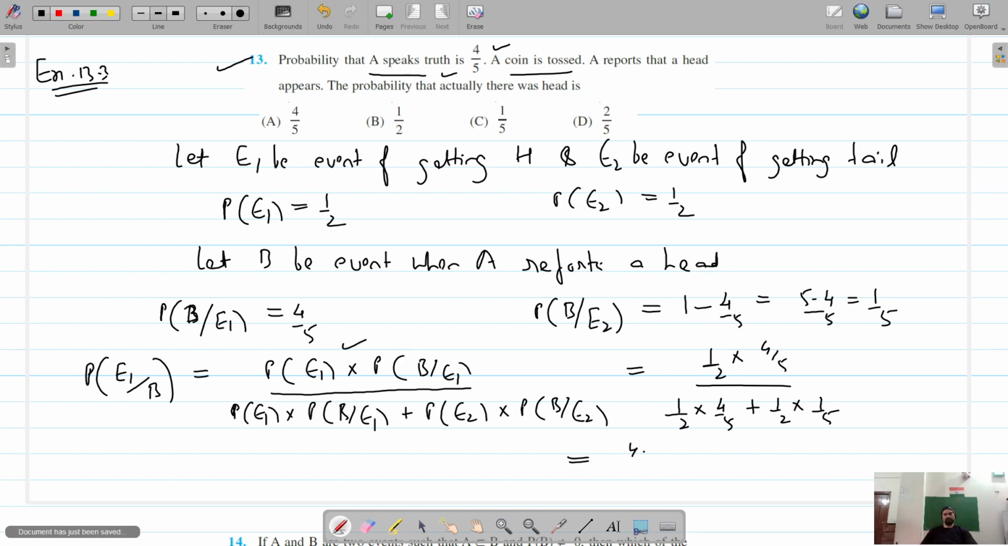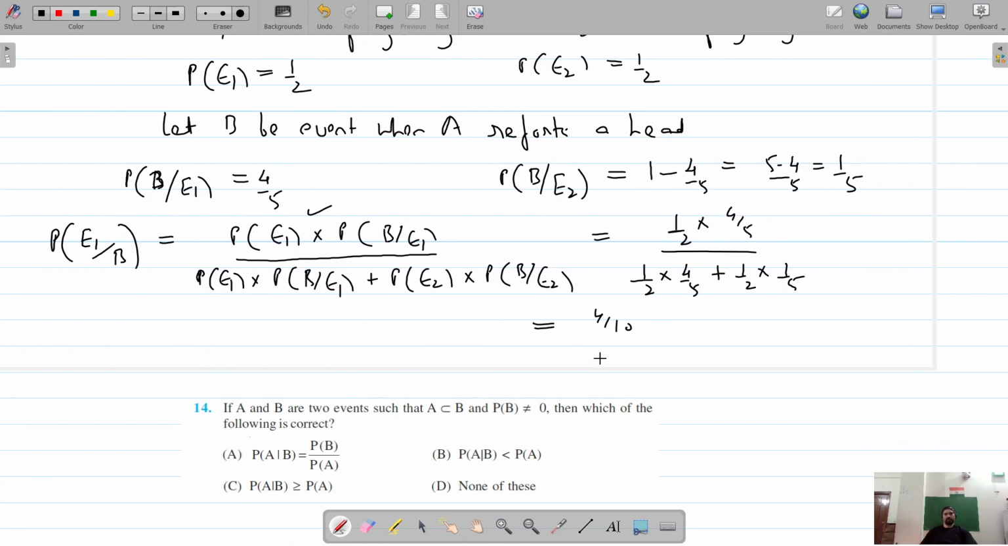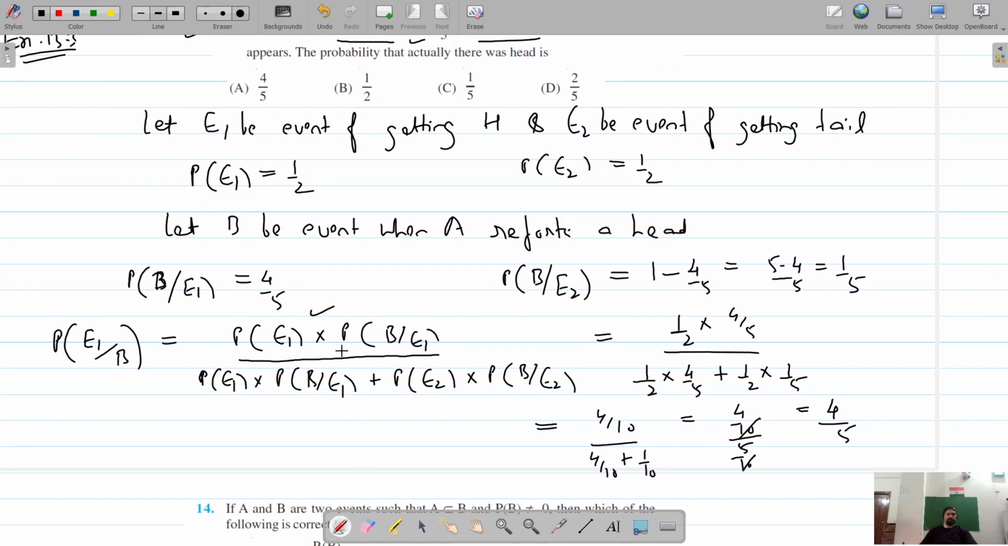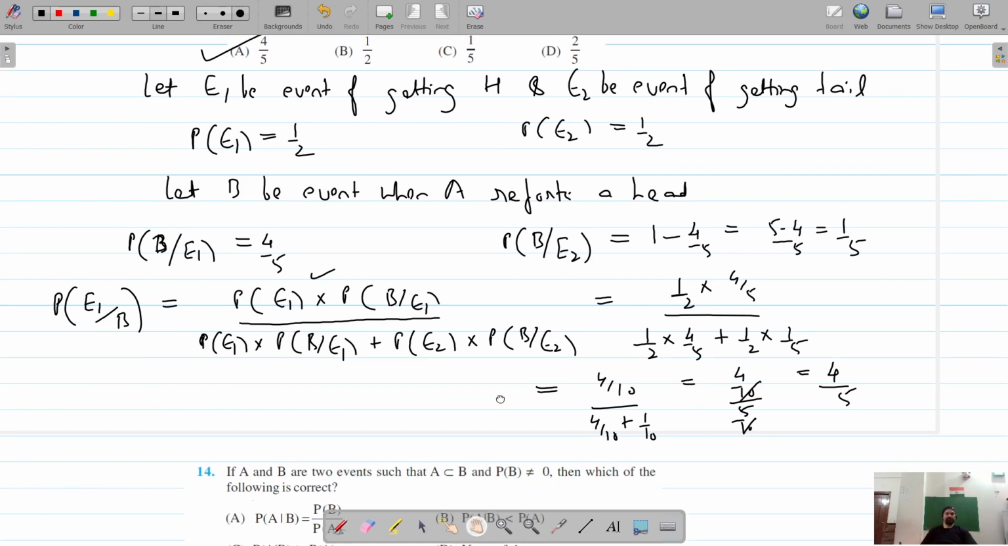So that gives us 4 by 10, and it's 4 by 10 once again plus 1 by 10, which gives 4 by 10 upon 5 by 10. This gets cancelled, so our answer is 4 by 5, and that should be option A. So option A is the correct answer for question number 13.